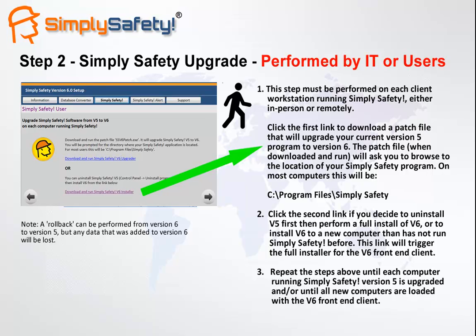The patch file, when downloaded and run, will ask you to browse to the location of your Simply Safety program. On most computers, this will be in C program files Simply Safety. Click the second link if you decide to uninstall version 5 first, then perform a full install of version 6, or to install version 6 to a new computer that has not run Simply Safety before. This link will trigger the full installer for the version 6 front end. Repeat the steps above until each computer running Simply Safety version 5 is upgraded and until all new computers are loaded with a version 6 front-end client.